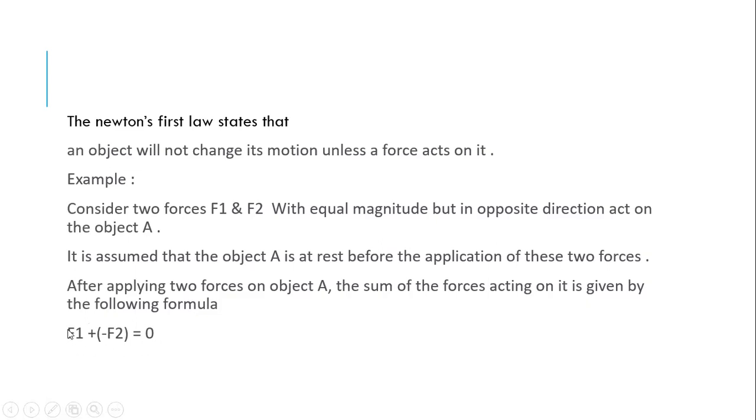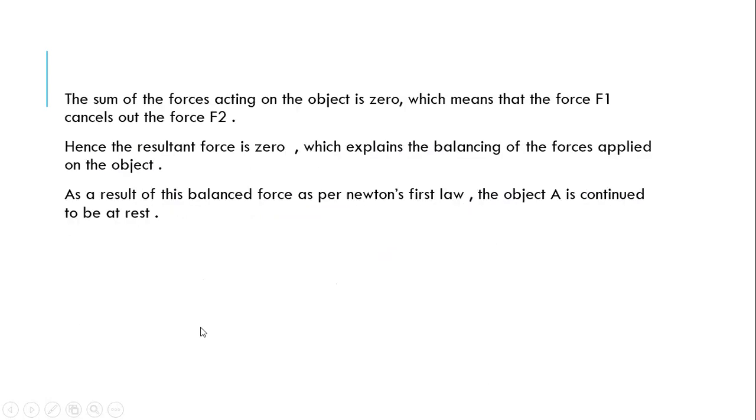Here the force F1 cancels out the force F2, so the net resultant force is 0. This clearly shows that there is a proper balance between the forces applied on the object. So the object A continues to be at rest in the same position. This is what Newton's first law clearly states.